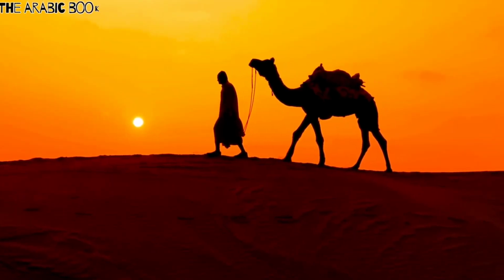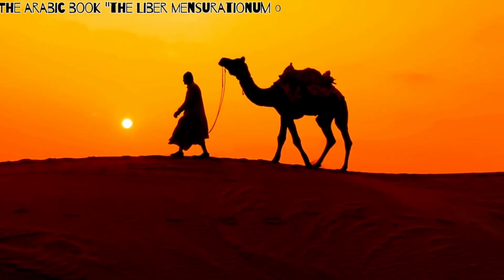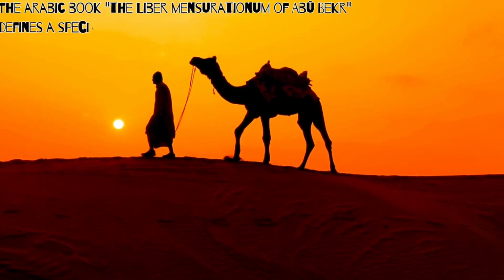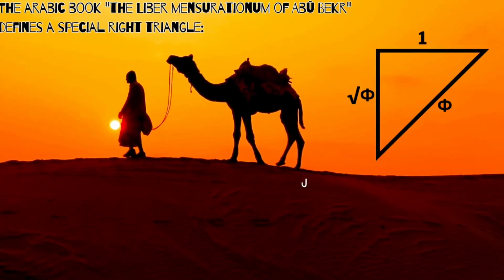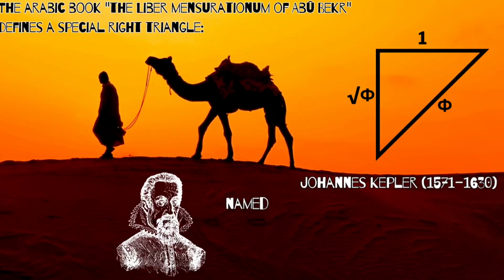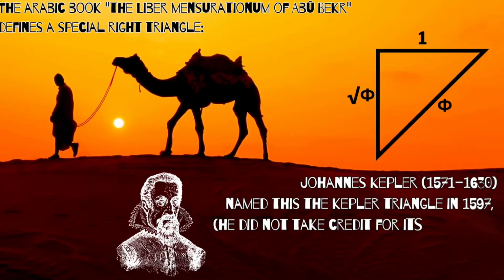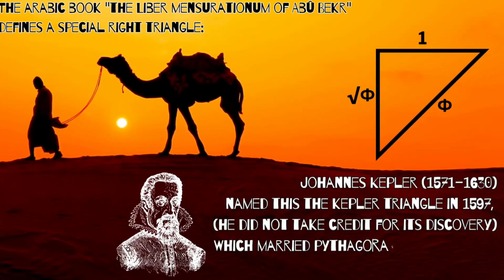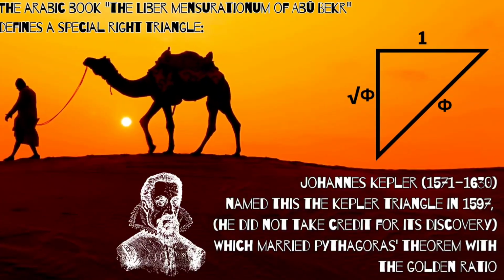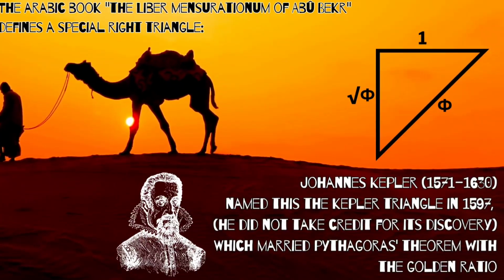The Arabic book, the Liber Mensurationum of Abu Bakr, defines a special right triangle using the golden ratio. Johann Kepler named this the Kepler triangle in 1597. Although he did not take credit for its discovery, it marries Pythagoras' theorem with the golden ratio.